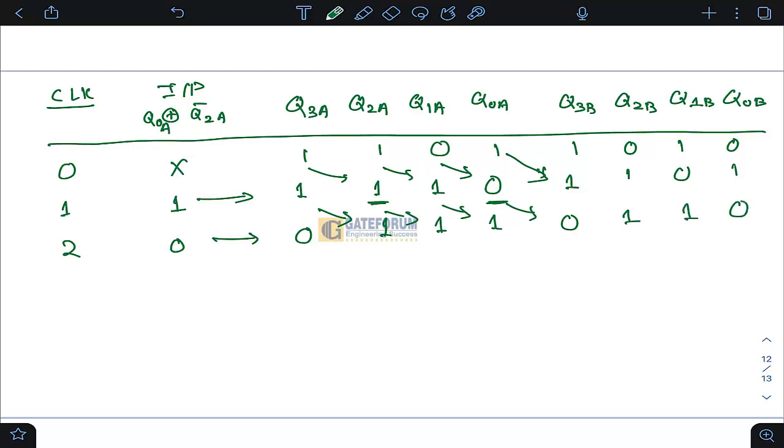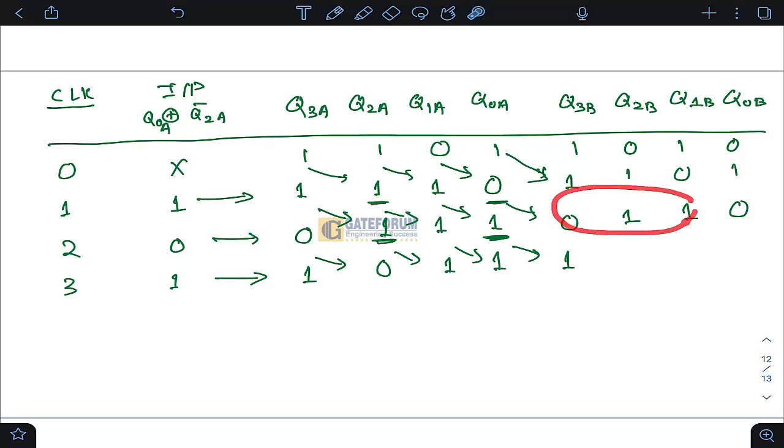1 and 0. Again we will find the input. Q naught A is how much? This is 1, and Q2 A complement is 0. 1 XOR 0 is your 1. You give the third clock. So you get here 1, 0, 1, 1, 1. Now these 3 bits will be pushed. So you get 0 1 1.